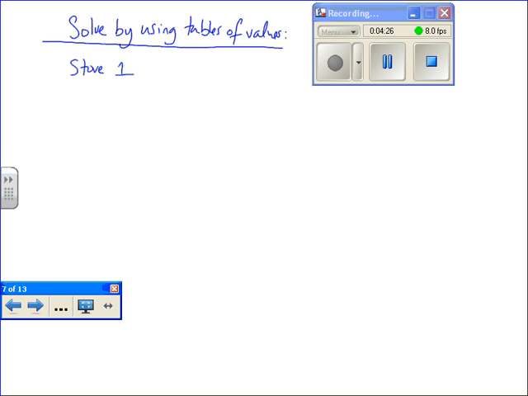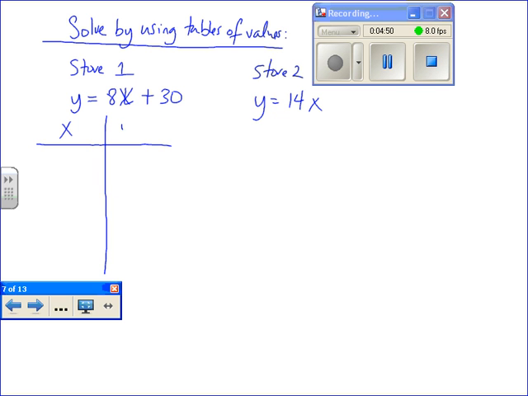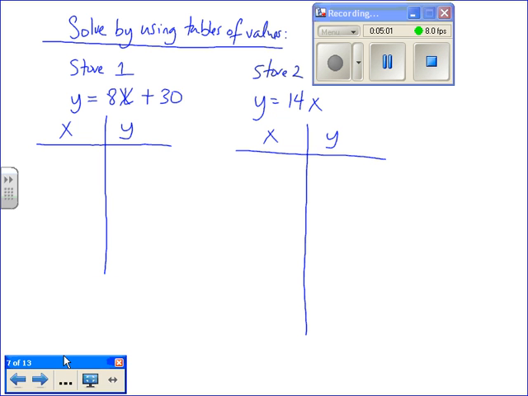I have the following: y is equal to 8 times the number of hours, x, plus $30 for my initial fee. And over here for store 2, I have y is equal to 14 times x, where x is the number of hours. We're going to pick some values for x and y. x always comes first and then y in my table of values. And remember that we always pick some values for x, the independent variable. So we could start off at time equals 0.